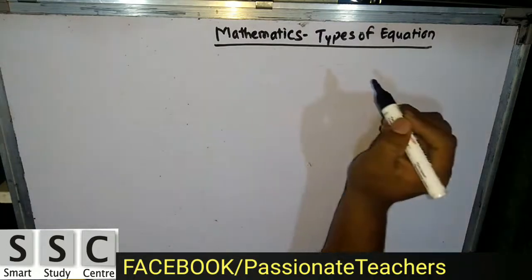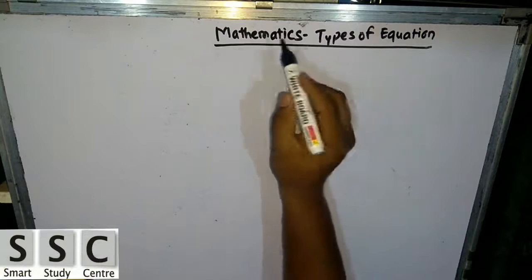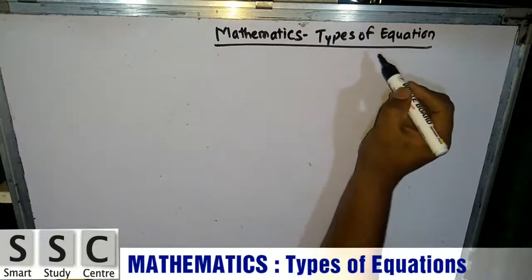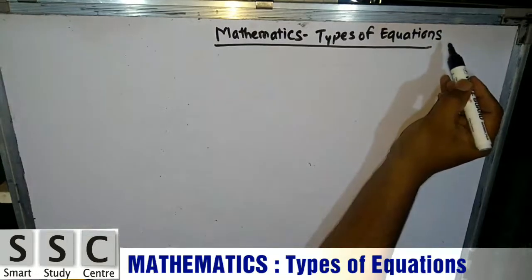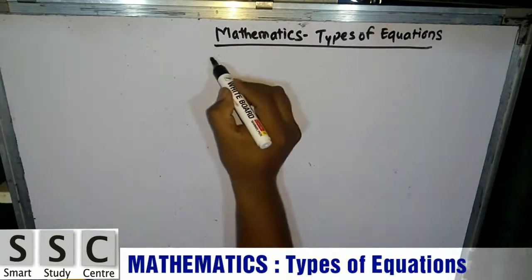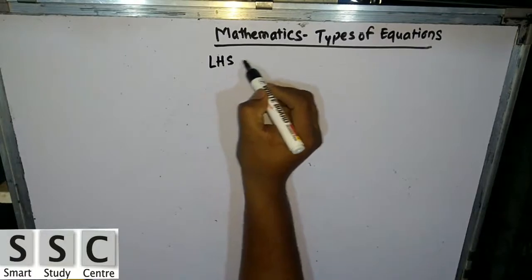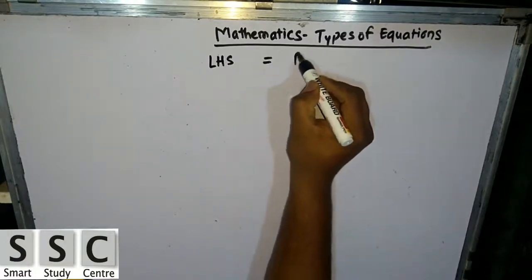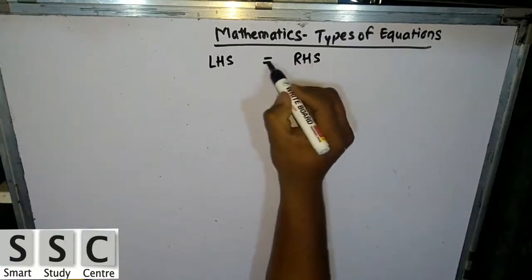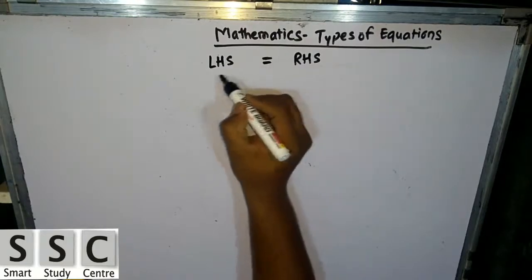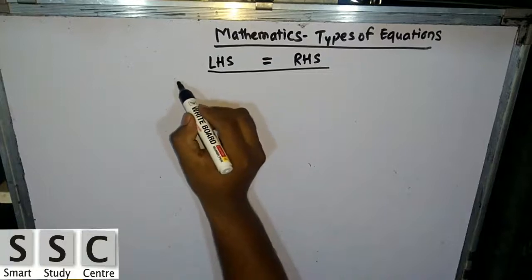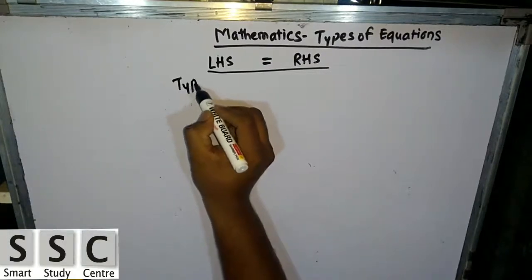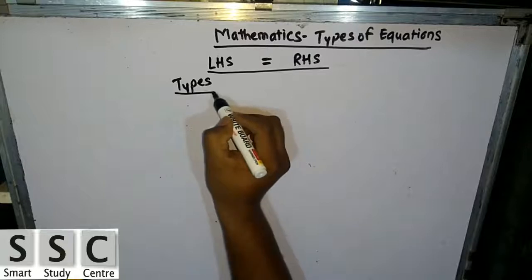Today, in our class session, we are going to learn about types of equations. Now, as we have seen, an equation is nothing but a left hand side and a right hand side with an equal to sign. Now, let us study what are the different types of equations we find.